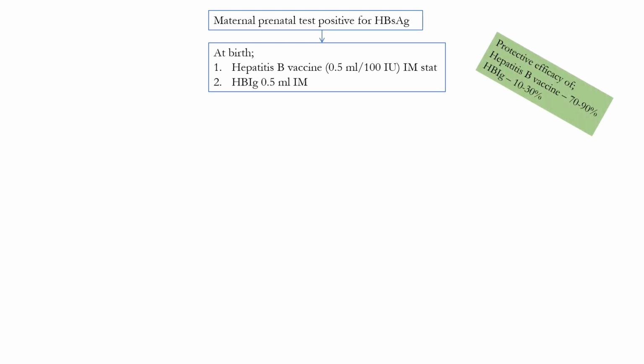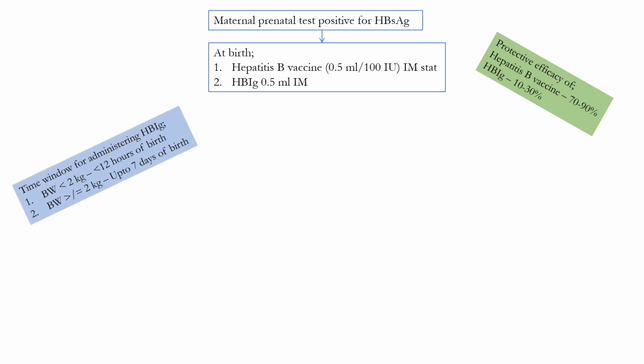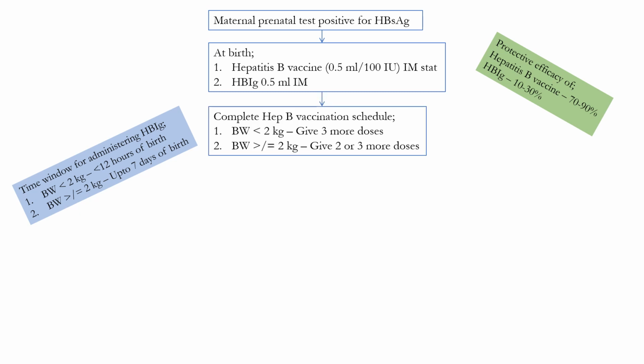The protective efficacy of hepatitis B vaccine per se is 70 to 90%, and of hepatitis B immunoglobulin is 10 to 30%. So in case hepatitis B immunoglobulin is not available, you must give the vaccine alone. Also, the time window for administering hepatitis B immunoglobulin for babies with birth weight less than 2 kg is less than 12 hours of birth, and for babies with birth weight more than or equal to 2 kg is up to 7 days of birth. But giving the benefit of doubt, we administer the immunoglobulin any time we receive it, as soon as possible.